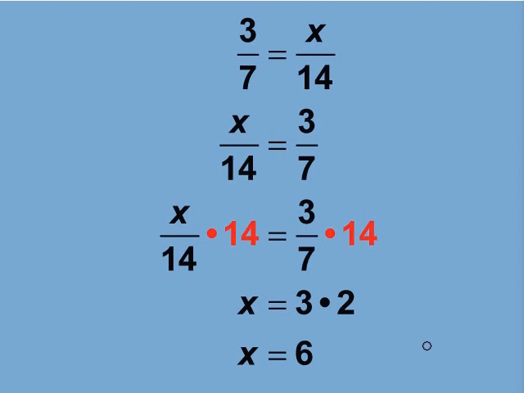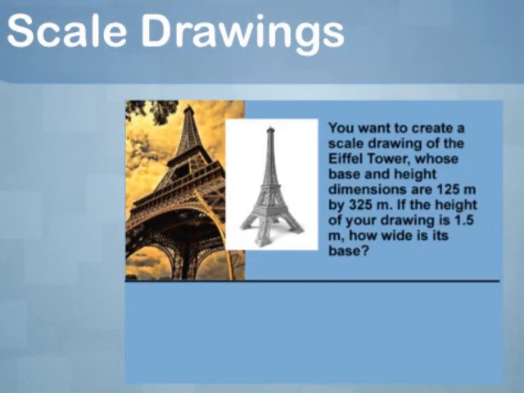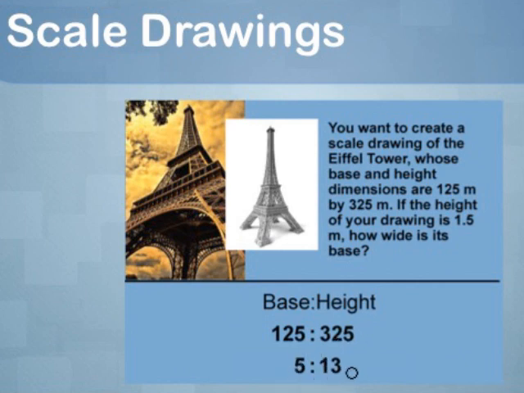Using proportions to construct scale models is an application of this technique. Let's look at another example. You want to create a scale drawing of the Eiffel Tower, whose base and height dimensions are 125 meters by 325 meters. If the height of your drawing is 1.5 meters, how wide is its base? The ratio of base to height is 125 to 325. This ratio can be simplified if you divide both terms by 25, leaving a ratio of 5 to 13.